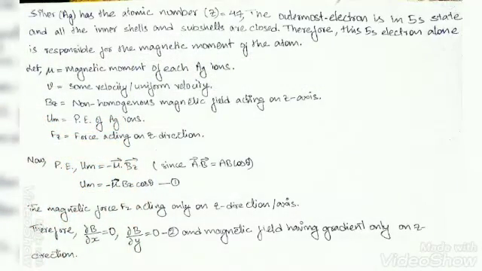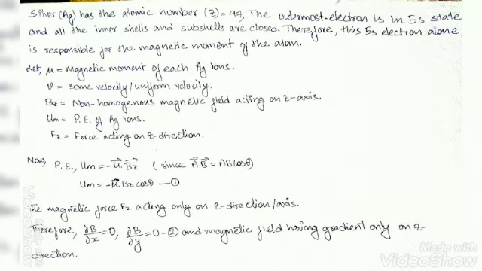Now for the explanation part of the Stern-Gerlach experiment. Silver has atomic number Z equals 47. The outermost electron is in the 5s state and all the inner shells and subshells are closed. Therefore, this 5s electron alone is responsible for the magnetic moment of the atom.